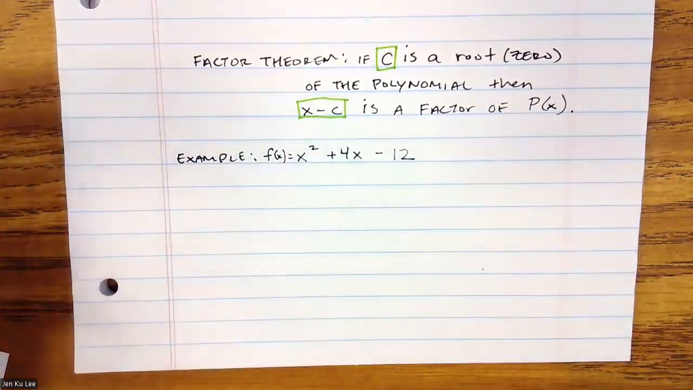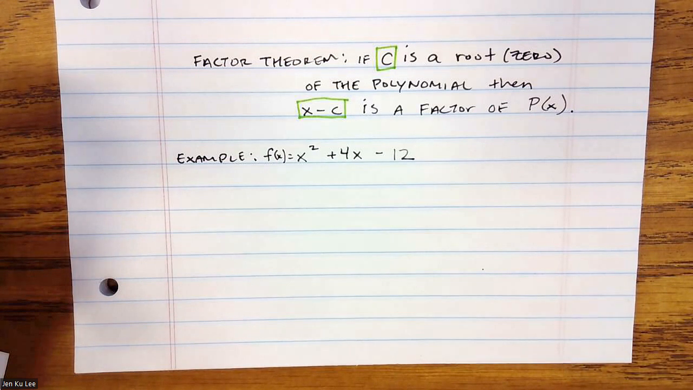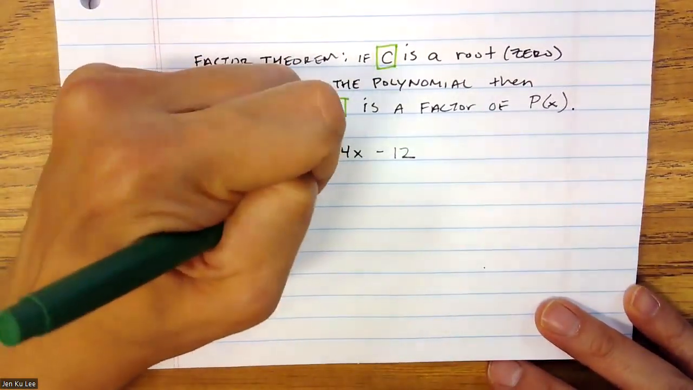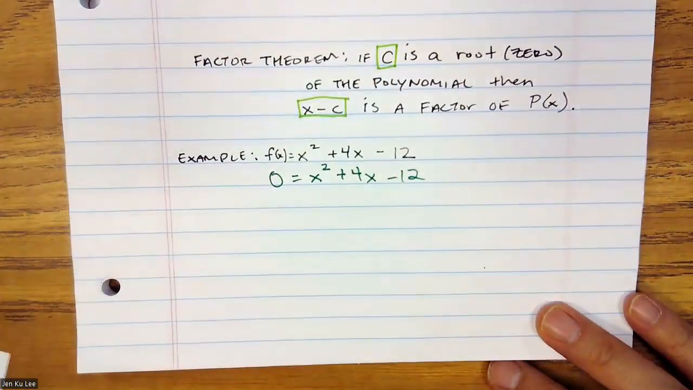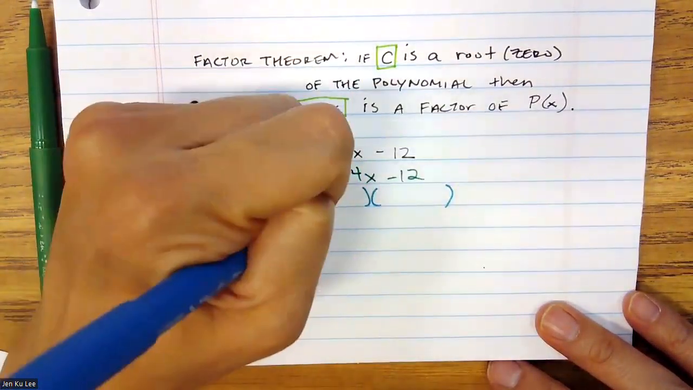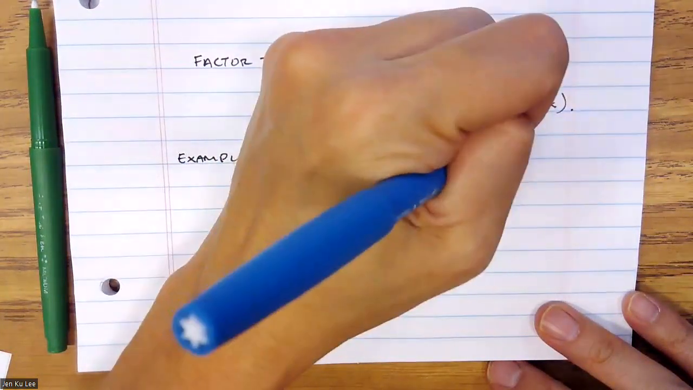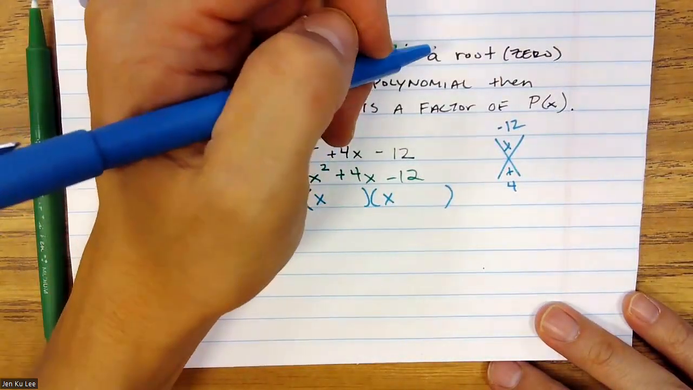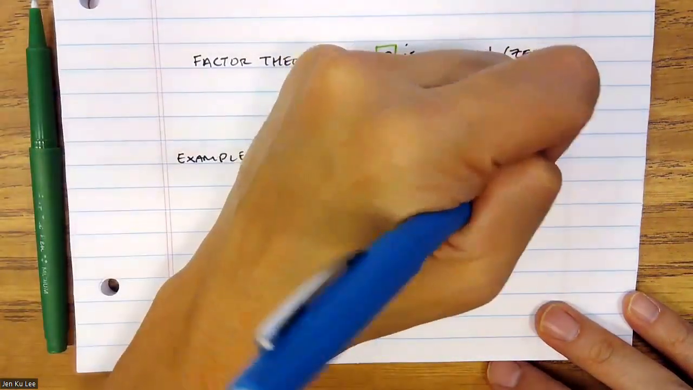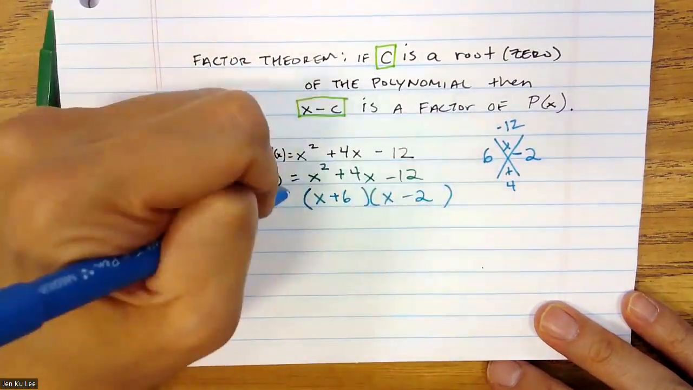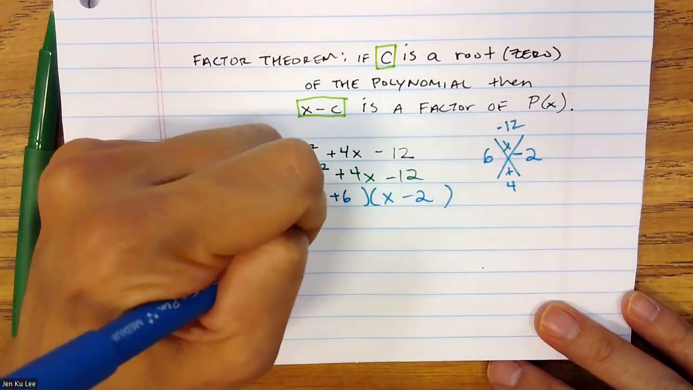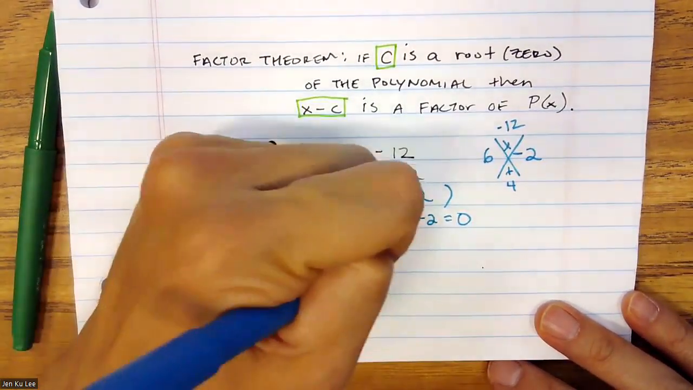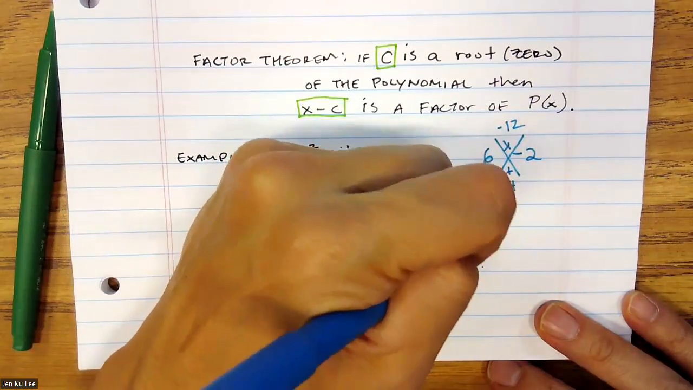So in this case, f of x equals x squared plus 4x minus 12. Let's get the zeros. So I'm going to get 0 equals x squared plus 4x minus 12. I want to factor this out. Two numbers that get me a product of negative 12 and a sum of 4: 6 and 2, and one has to be negative. So plus 6, minus 2. So x plus 6 equals 0, or x minus 2 equals 0. So x equals negative 6, or x equals positive 2.